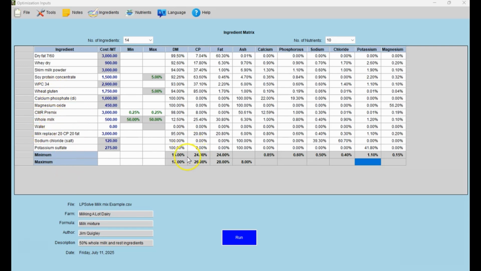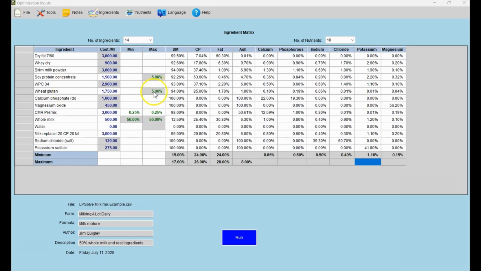Our goal here is to allow LPSolve to choose between using a commercial milk replacer or building a blend from individual ingredients, depending on which option is least expensive while still meeting our specifications. Ingredient prices are entered in the cost per metric ton column, and we've set some reasonable minimum and maximums for several ingredients.